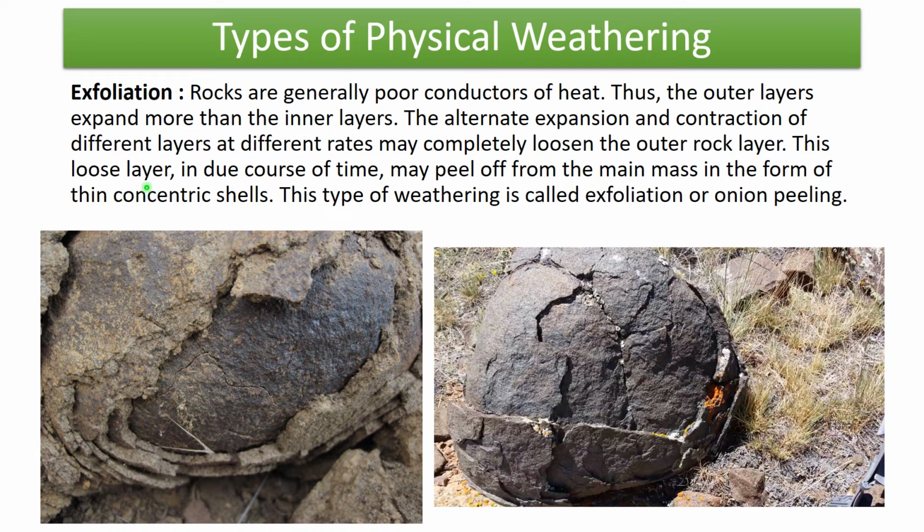This loose layer, in due course of time, may peel off from the main mass in the form of thin concentric shells. This type of weathering is called exfoliation or onion peeling. As you can see over here, this outer layer is peeling off from the main rock. Here also you can see the outer layer is peeling off from the main rock.